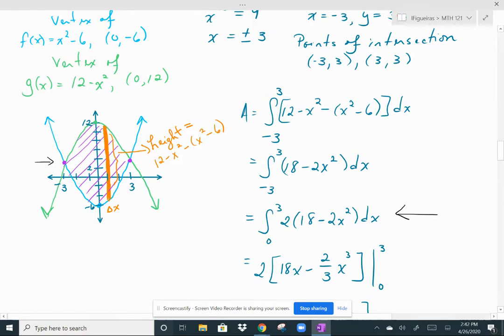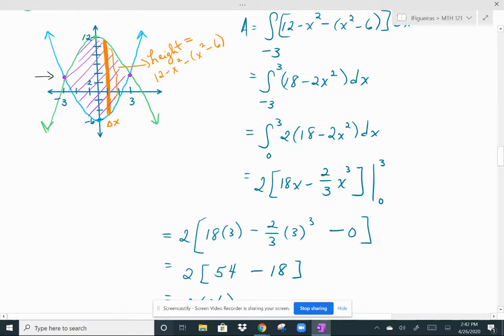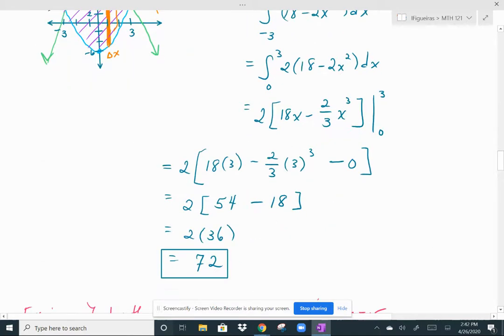So when I take the antiderivative, I get 2 times 18x minus 2/3 x cubed. When you plug in your limits, you get 2 times 18 times 3 minus 2/3 times 3 to the third power. When you plug in 0, both terms are 0. And then when you do the computation, you get 2 times 54 minus 18, which is 2 times 36. So you get an area of 72.